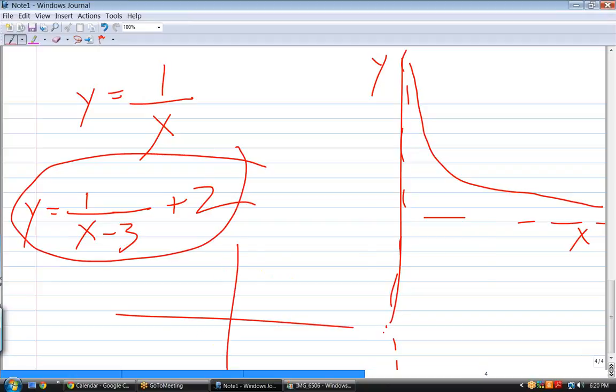Where's my vertical asymptote? It would be at -3. It's whatever makes this 0. What makes that 0? Right. What X value makes this 0? +3. Okay, that's where your vertical asymptote goes.